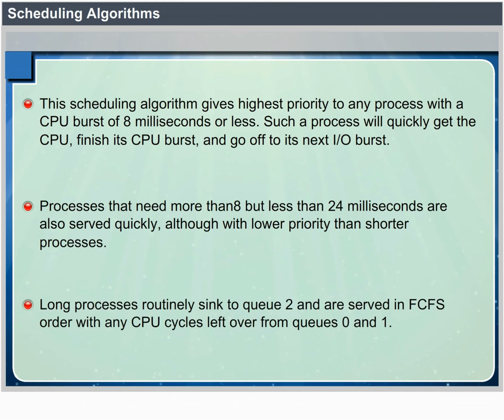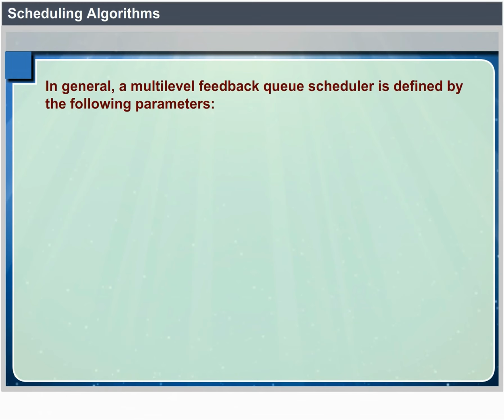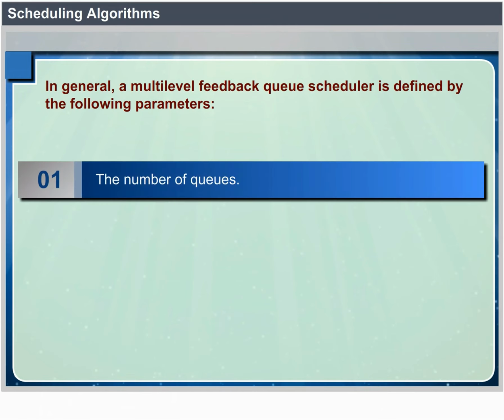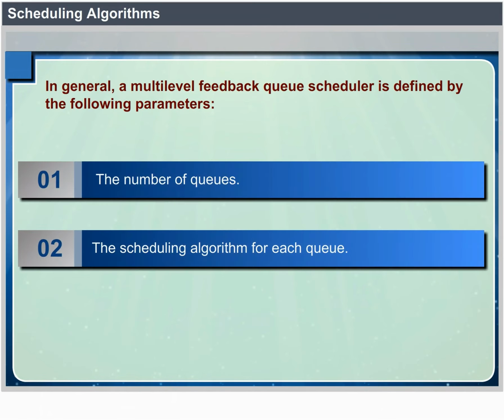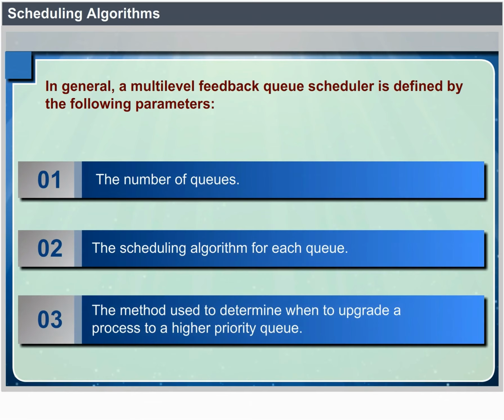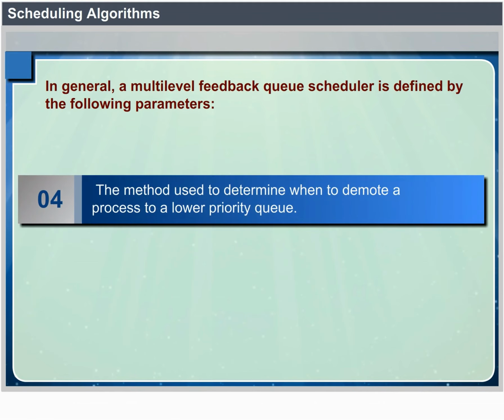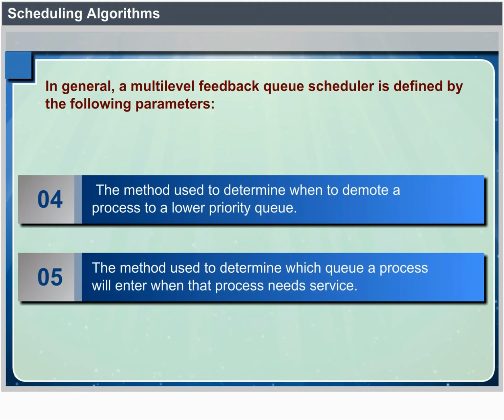In general, a multilevel feedback queue scheduler is defined by the following parameters: the number of queues, the scheduling algorithm for each queue, the method used to determine when to upgrade a process to a higher priority queue, the method used to determine when to demote a process to a lower priority queue, the method used to determine which queue a process will enter when that process needs service.